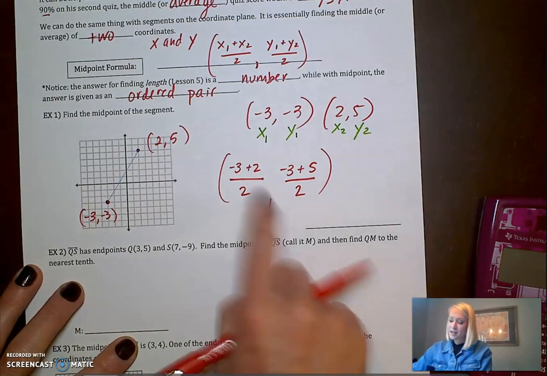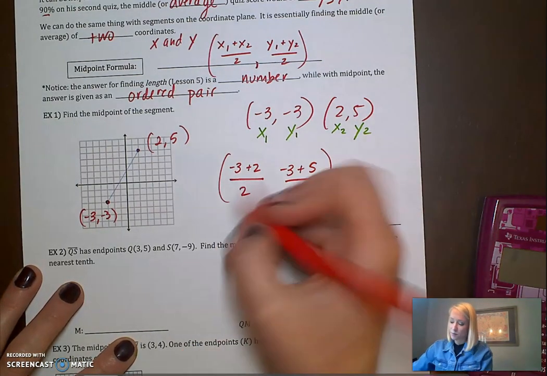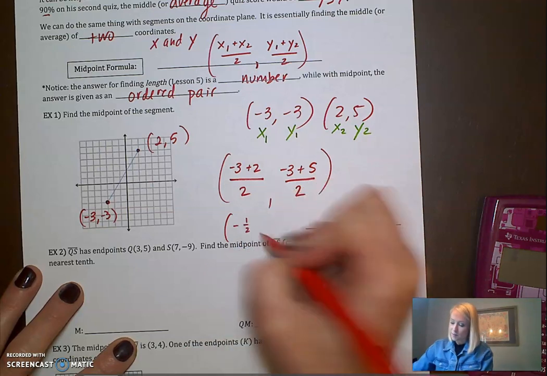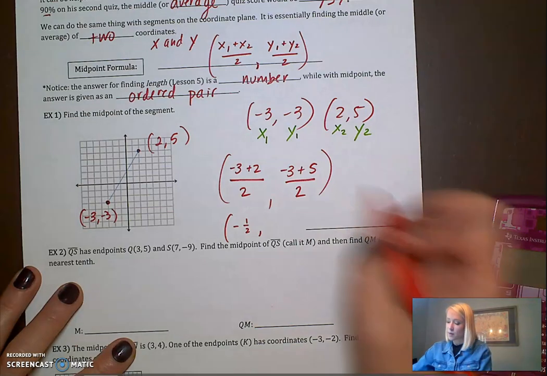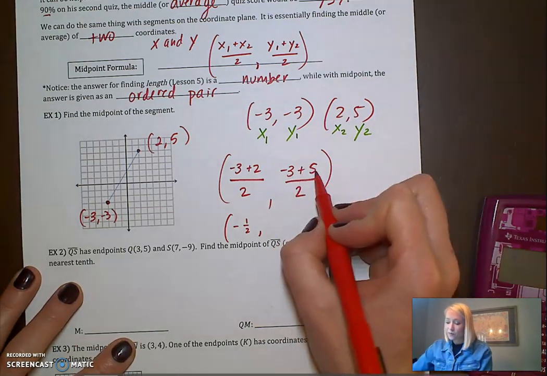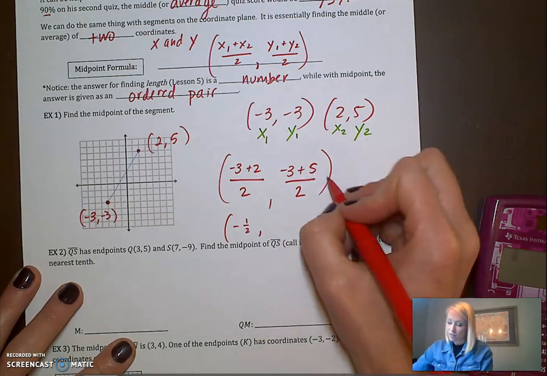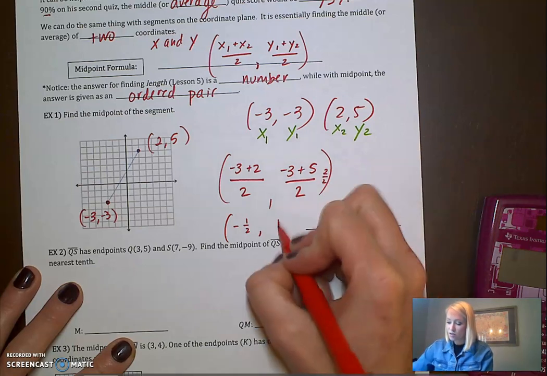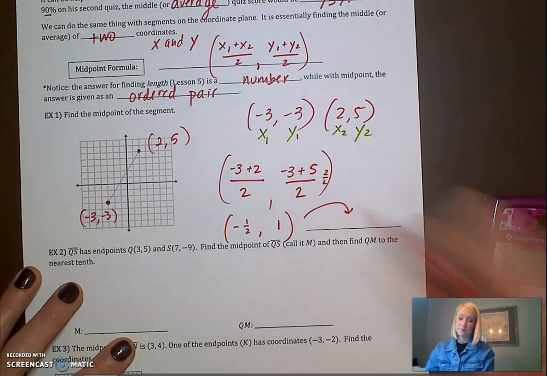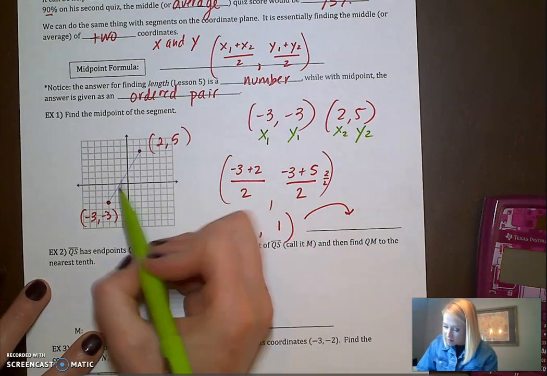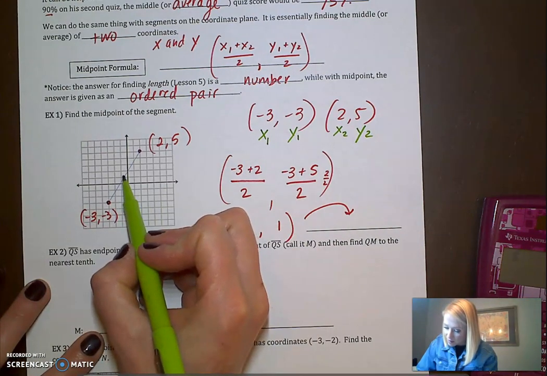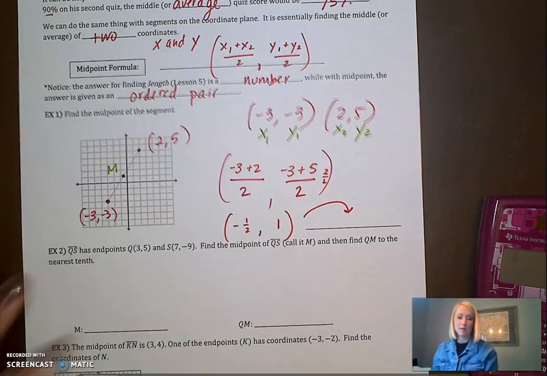I don't need my calculator. -3 plus 2 is -1. I'm just going to leave that as -1/2. You can write it as a decimal, it doesn't matter. I'm not picky about that. -3 plus 5 is 2, so that would just be 2 divided by 2, which is just 1. So that would be the midpoint. And if I plotted it, about left a half, up 1, that looks about right.